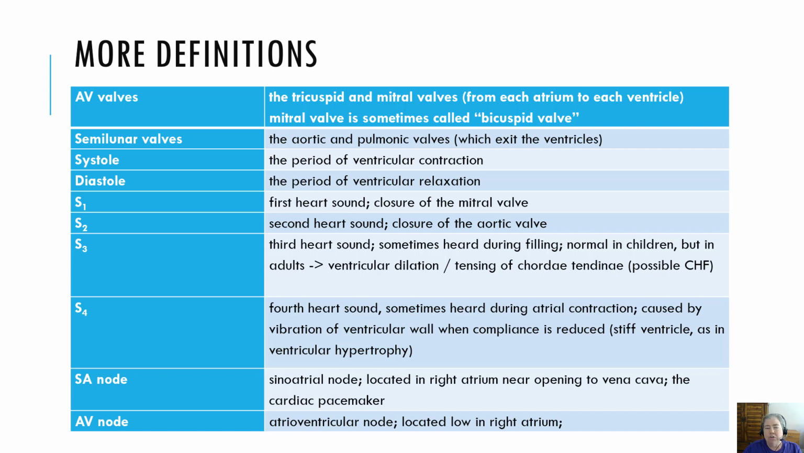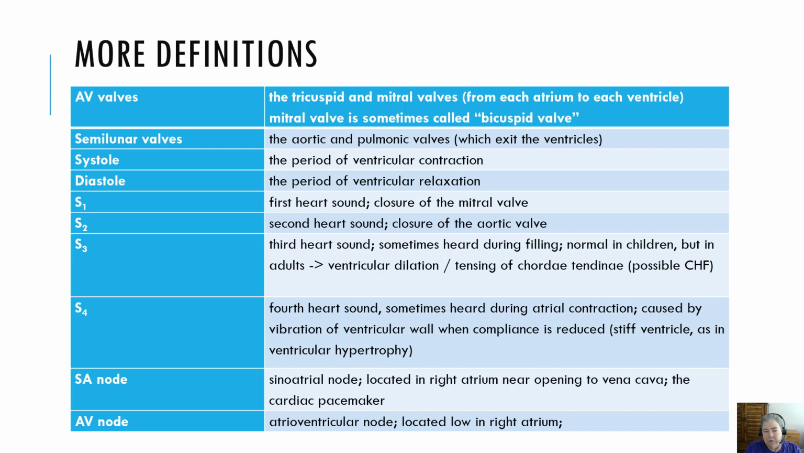There are two areas in the heart muscle of specialized cardiac myocytes that we call nodes. One of them is the SA node, sinoatrial node. It's located in the right atrium, very close to the vena cava, and it's the primary pacemaker of the heart. So the SA node is the pacemaker that generates the electrical activity that results in the beating of the heart.